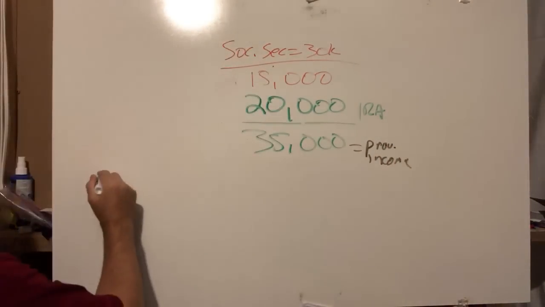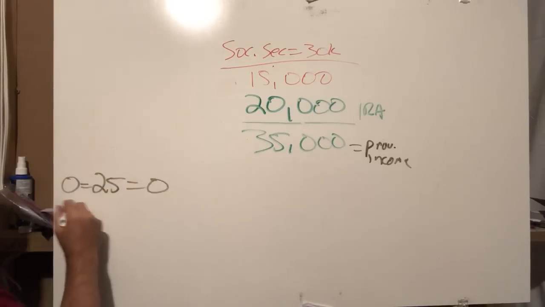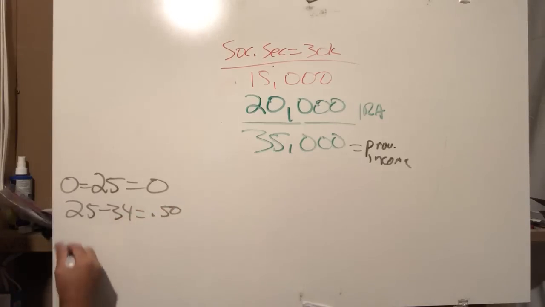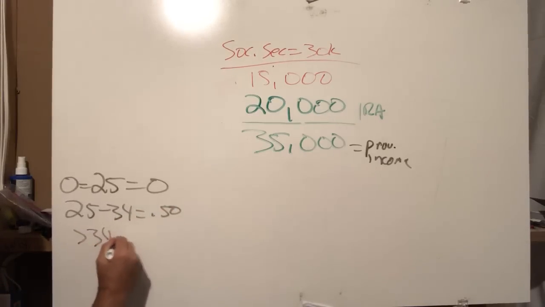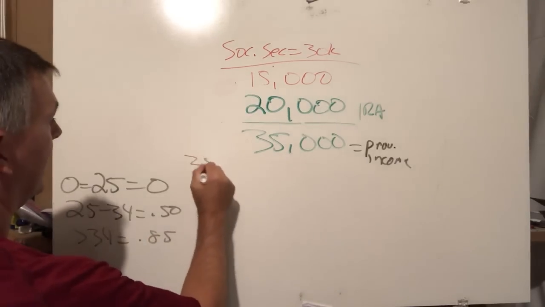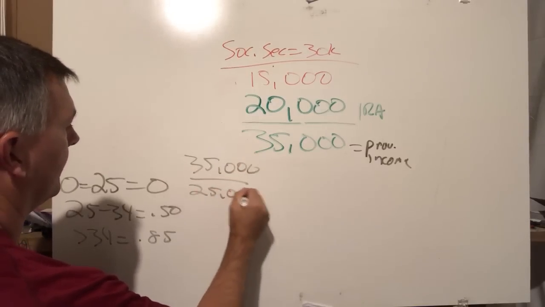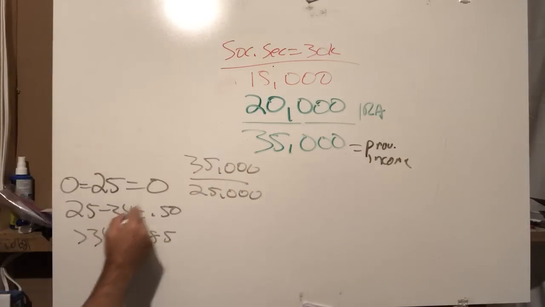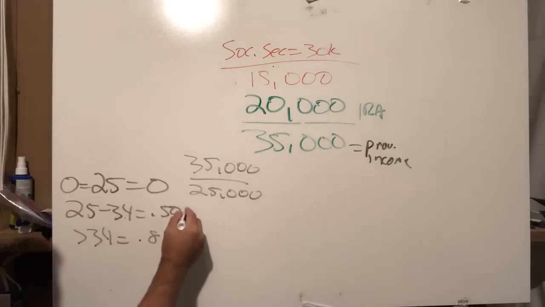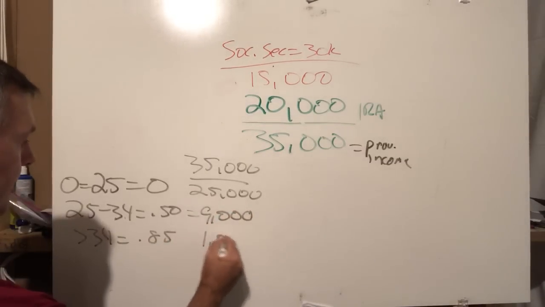Okay, so we go over here. Up to 25,000 is 0. From 25 to 34, we multiply by 0.5, and anything over 34,000, 0.85. In this case we take 35,000 minus 25,000, which is 0. We have 35 minus 34,000, and that gives us $1,000 there, and that leaves $9,000 here.